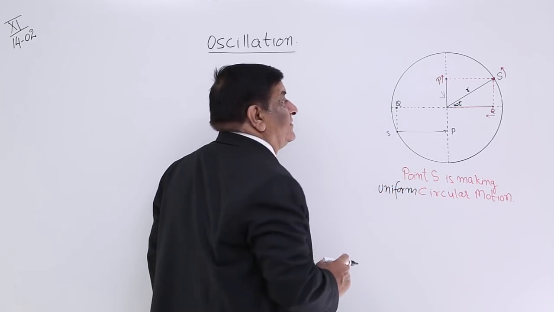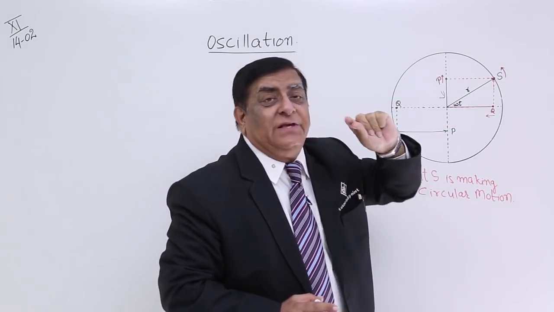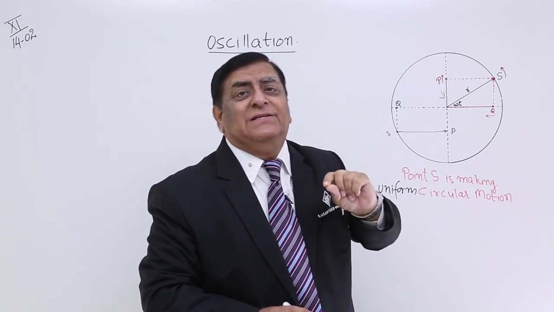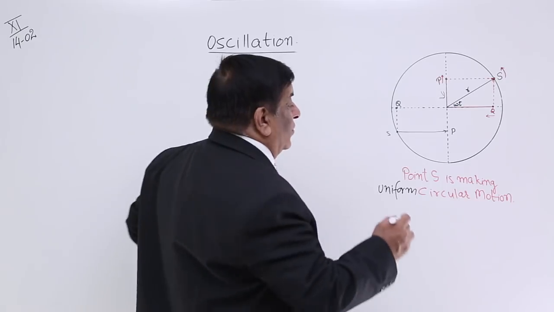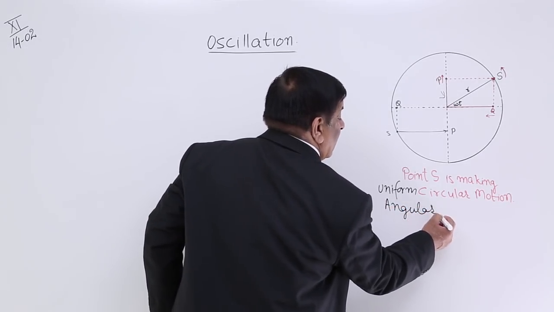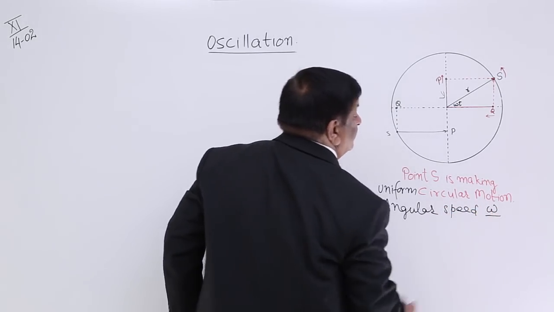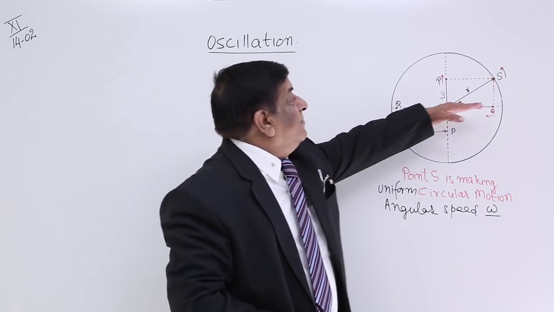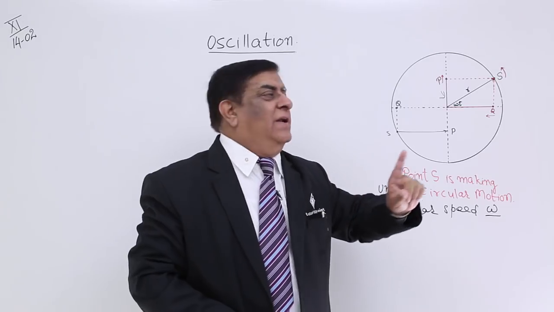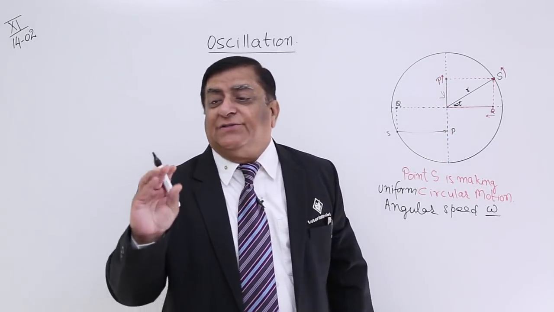A circular motion is uniform when this radius, which is rotating, makes equal angle in equal interval of time, and that is known as its angular speed. So it has angular speed, we call it omega. So that means it makes omega angle in 1 second, and every 1 second it is making omega angle. That is known as uniform angular speed.